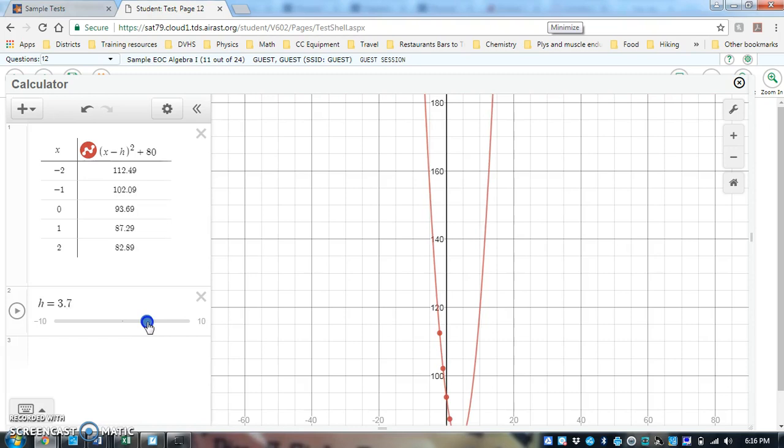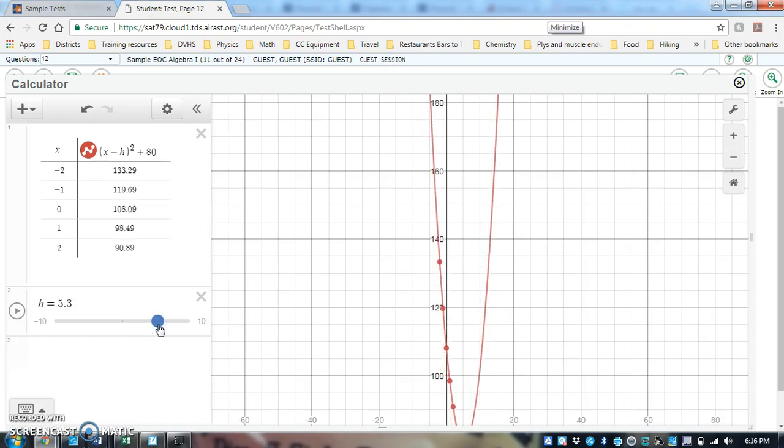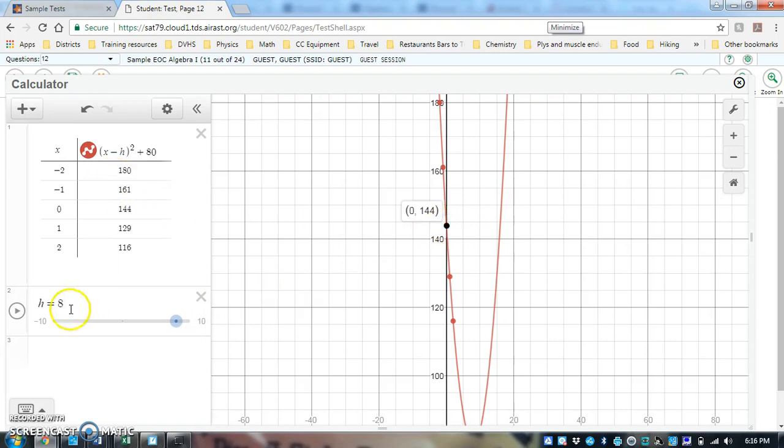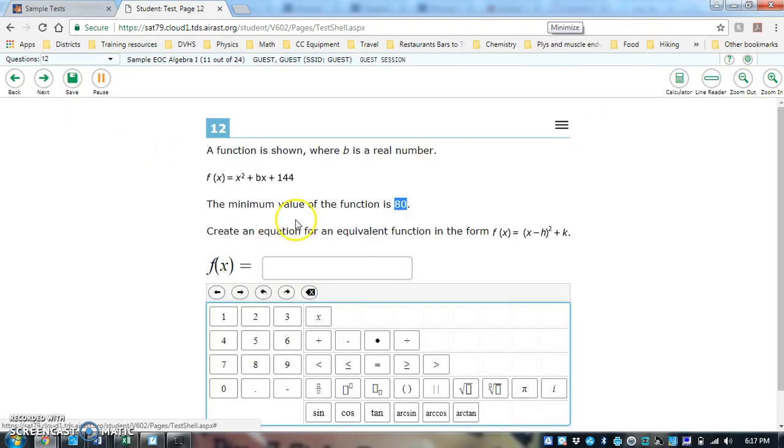And you'll notice my function, or my graph, also shifts as well. As I continue to do this, I see that I'm getting closer to 144. Getting closer, closer, closer. And finally, at h equals 8, I see I have a y-intercept at 0, 144. So my function then would be x minus h quantity squared plus 80. This is the simplest way to solve this problem.